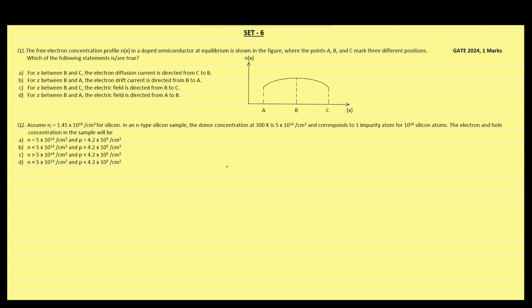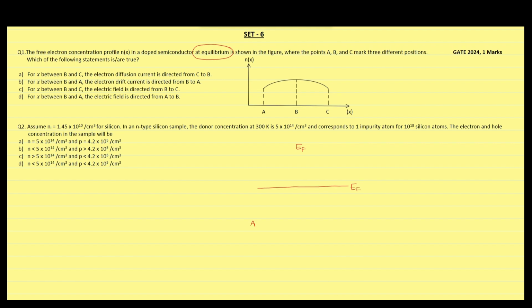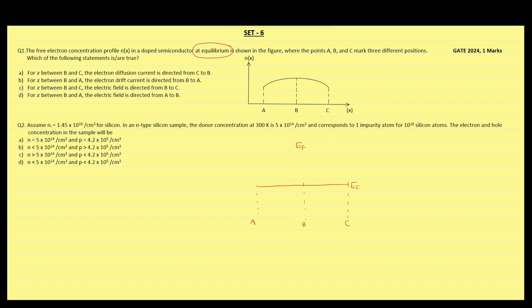For the first question, we have to first draw the energy band diagram, and it is provided that the semiconductor is in equilibrium. I have already told you in the lecture that we first draw the Fermi energy level, and at equilibrium the Fermi energy level is a straight line. Now let the extreme points be A and C and the middle point be B. It is also provided that the doping concentration is highest in the middle. Therefore, the energy band diagram will look like this.